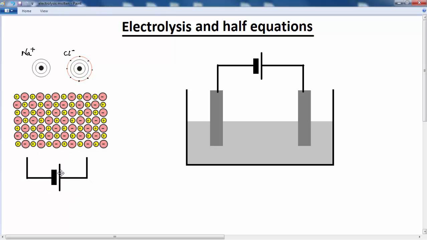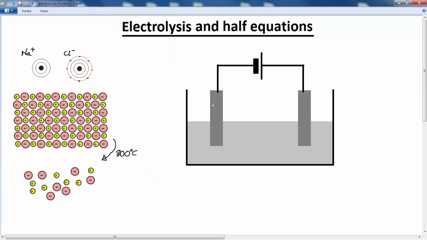Now, if I try to pass a current through solid sodium chloride, even though there are negative and positive ions present, a current cannot flow because the ions are held in a fixed position. So one of the ways in which we can get sodium chloride to conduct electricity is to heat it and melt it so that the positive and negative ions become free to move. To melt sodium chloride you need to heat it to around 800 degrees Celsius, and once you do that, the ions break away from the ion lattice and they're free to move.